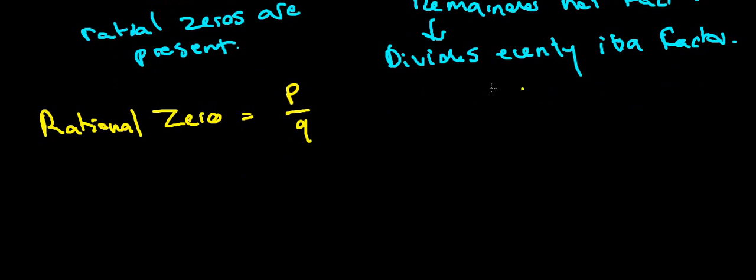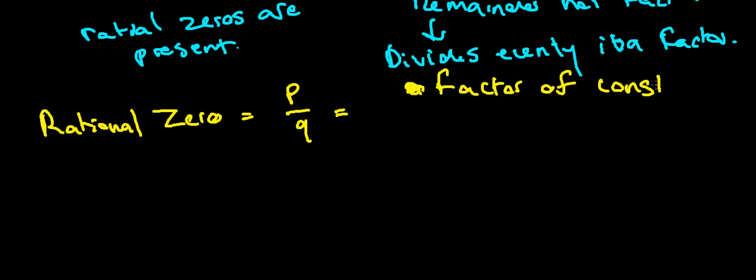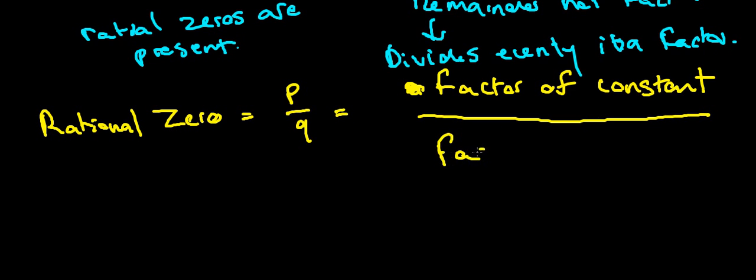So let's write that down here. It's p over q, where p is a factor of the constant, and q is a factor of the coefficient. And if you want to know why it's the constant and coefficient, you'll have to look at the proof again. But regardless, we can still learn how to use this.